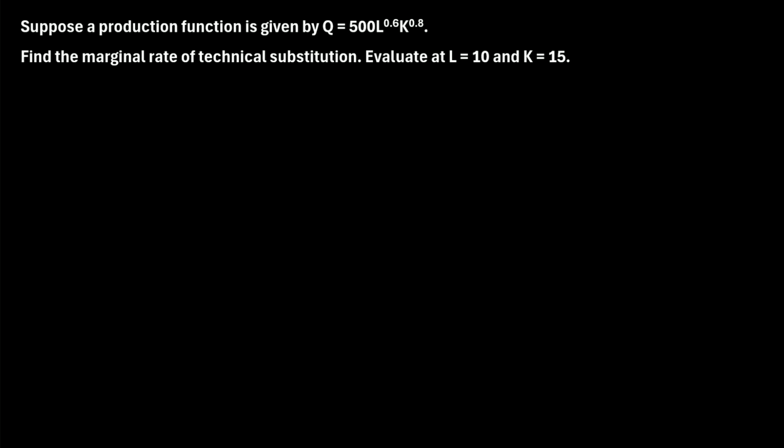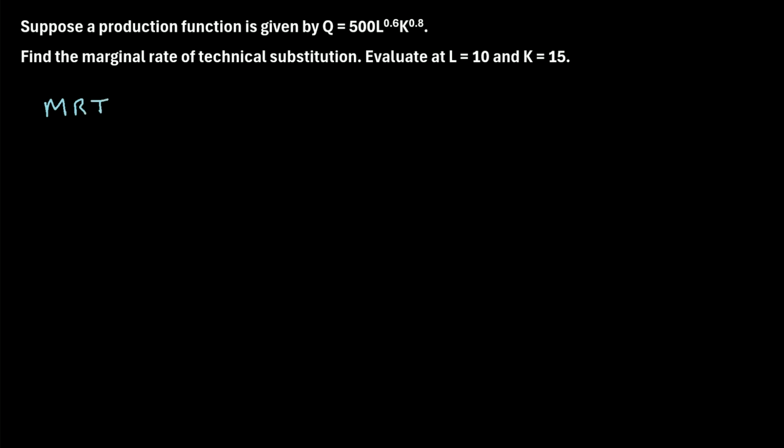In this video, I will explain how to solve for the marginal rate of technical substitution. So let's jump right into an example. This says, suppose a production function is given by q equals 500L to the 0.6 times k to the 0.8. Find the marginal rate of technical substitution, then evaluate at L equals 10, so labor equals 10, and k equals 15, capital equals 15.